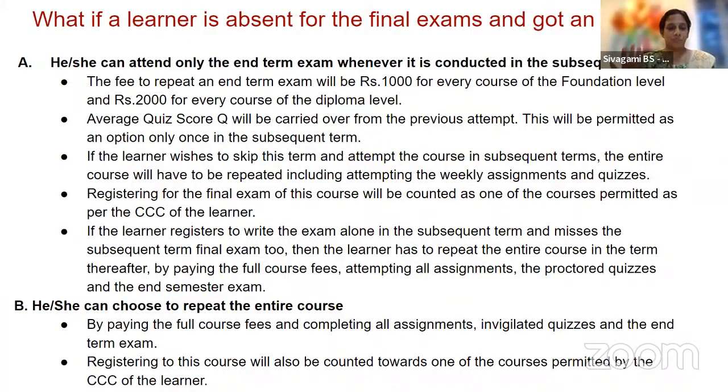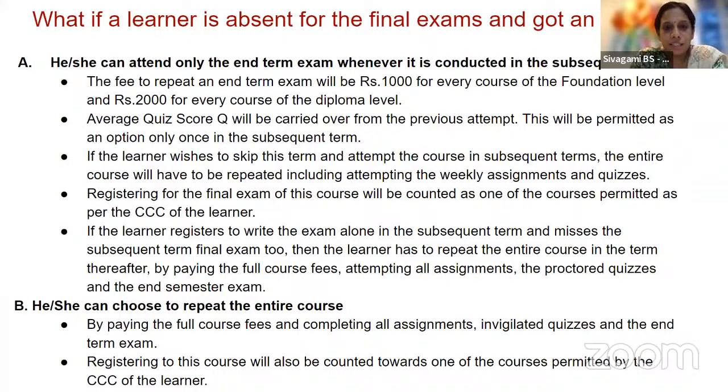Next term, you have an option to register for repeating the end term alone. Suppose you miss the September term and go to the January term, please note that this option is not available and you'll have to repeat the entire course only. This repeating end term option is available only for the subsequent term only. Okay, so that is the third point.